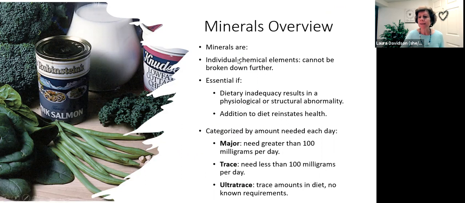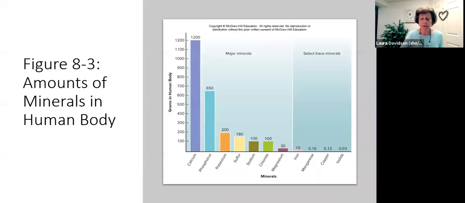So let's do that. These are chemical elements, and they can't be broken down any further than they are. We call them essential minerals, of course, if dietary inadequacy results in a problem, and then addition to the diet reinstates health. We also define them in terms of how much is needed each day. There's a difference in amounts that are recommended for major, trace, and ultra trace minerals. There are also large differences in how much we find in the human body, with calcium far outweighing the others.